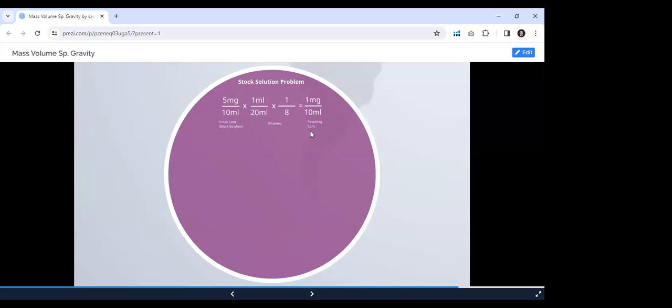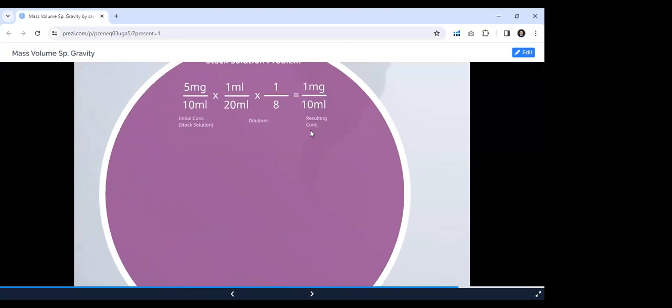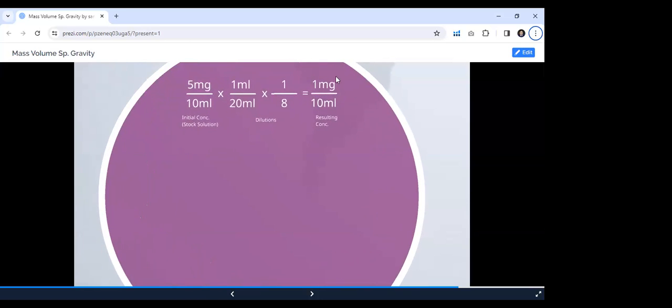In a question, if they ask you what is the original concentration or what is the concentration of the stock solution, or they can ask you what is the resulting concentration, either of these, in place of 5 mg or 1 mg, can be X. All of the values would be given. If any one of these values is missing, you can place X here and calculate it.